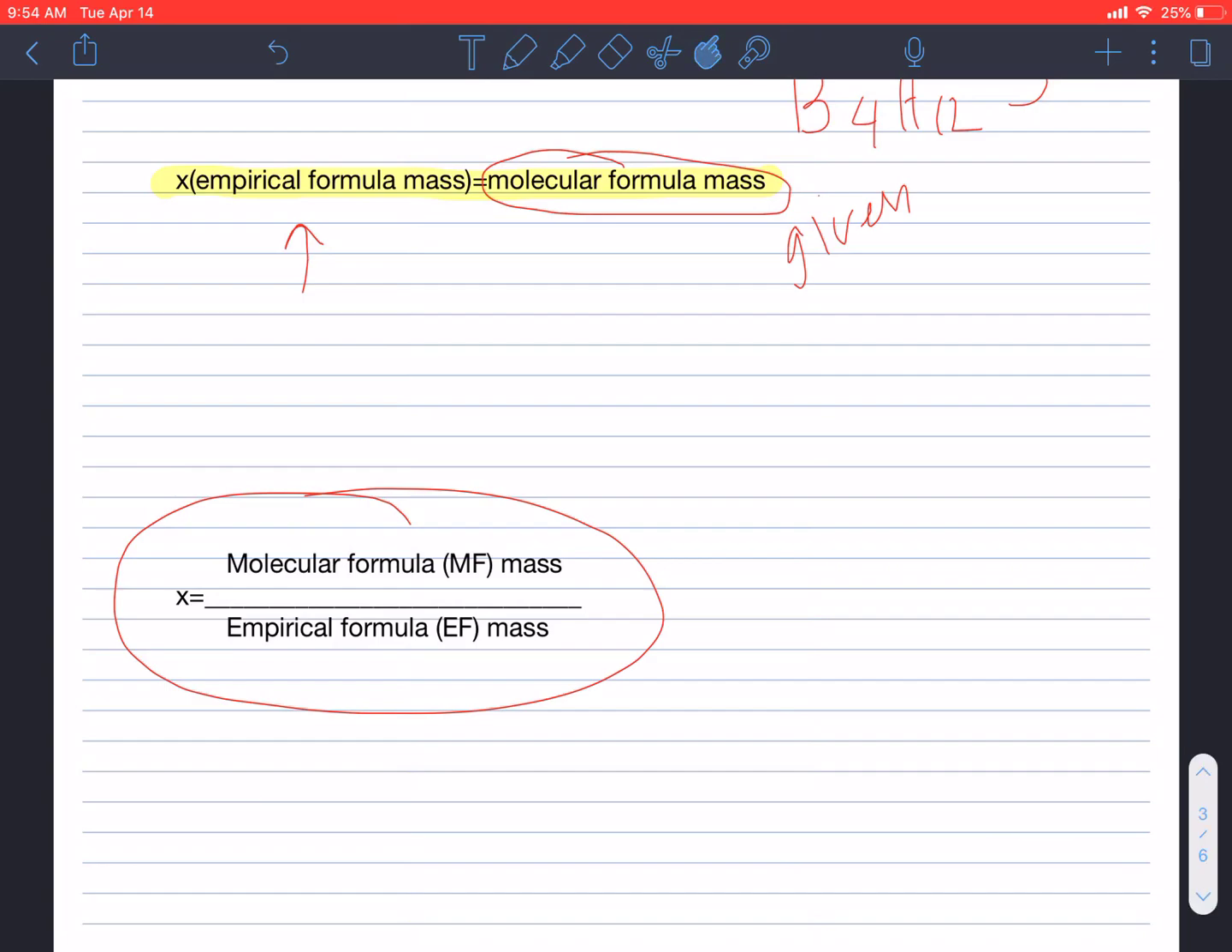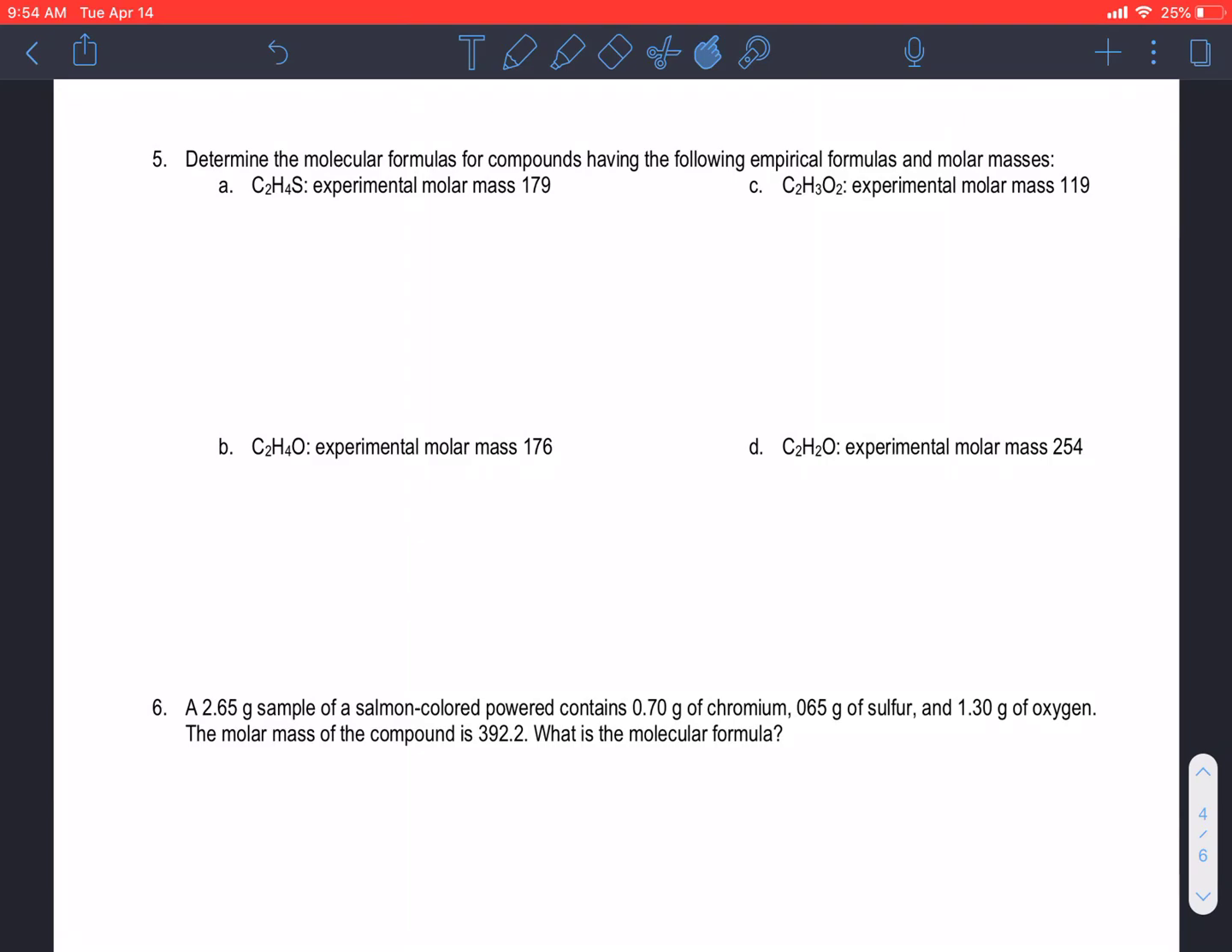So let's do a problem down here. We're going to do two types. One where it's just kind of straightforward. This is your homework, 5, 6, and 7. I'm going to do a little bit of each one and help you set up. And by the way, you might hear my kids in the background. Okay, so in this set of problems, it says determine the molecular formulas for the compounds having the following empirical formulas and molar masses. In each of these, the first compound that's given is the empirical formula. The experimental molar mass is your molecular formula mass.